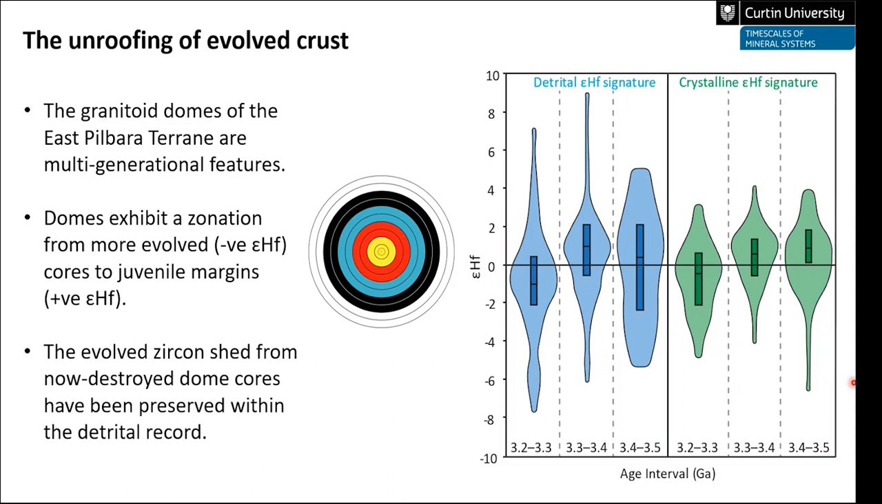So, is the detrital record of the East Pilbara terrain a more extensive archive of the earlier, more evolved crust of the Pilbara, in contrast to what the crystalline record presently offers?